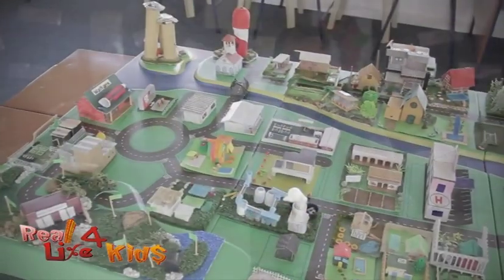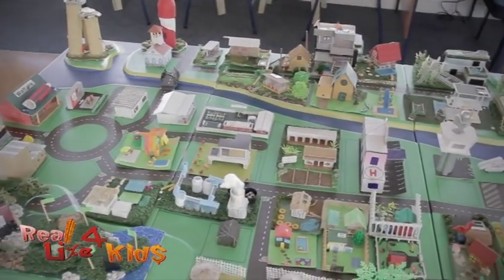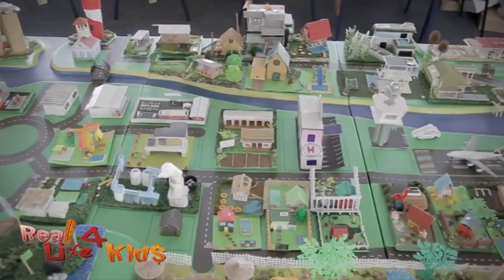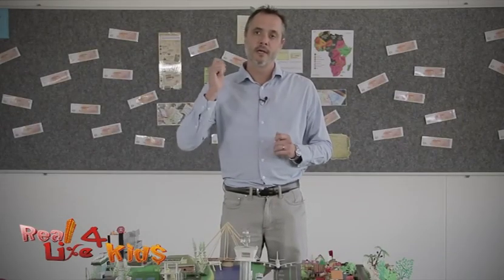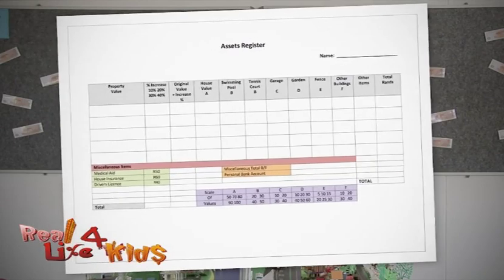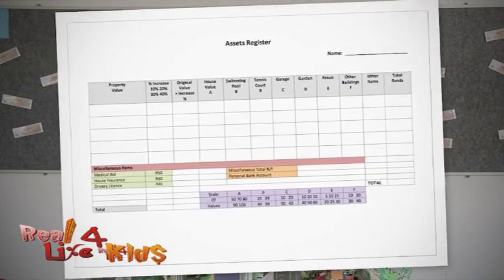Right, now we've come to the end of the game. The first thing you as the teacher have to do is close the bank. Okay, choose a specific day, get all the children to deposit as much money as they have into the bank, because this becomes important right at the end of the game. Now we issue the children with assets registers. On these registers, they register all their properties, all their insurances, and even if they have a driver's license, they'll place this down on the assets register.